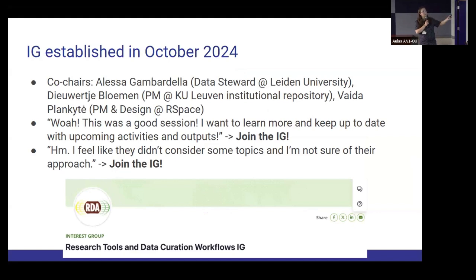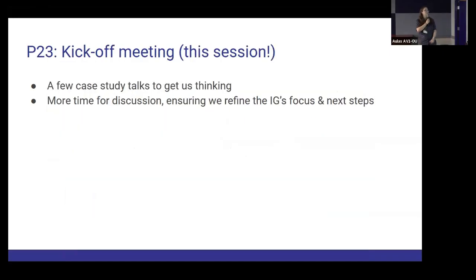And you can see that there's also a diversity of product management, data stewardship, dealing with tools, but also dealing with the actual data curation workflows. So the two action points I'd like to reflect on: if after the session you go, wow, this was a really good session, I want to learn more and keep up to date, you should join the interest group. But if you go, I feel like they didn't really consider some topics and there are some things missing, they could do better, you should also join the interest group so you can provide some feedback. That's the page for the IG. You know where to find it.